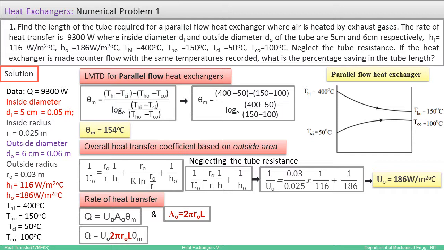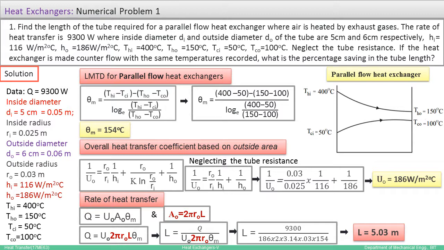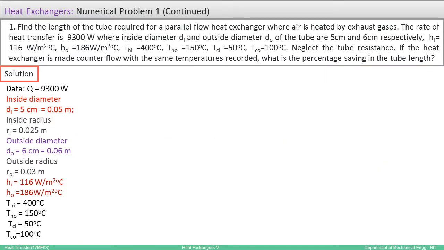So substituting that back in the equation for Q, the only unknown parameter in this equation is L, that is the length of the parallel flow heat exchanger. So substituting all those and expressing in terms of L only, we get the value of L for the parallel flow heat exchanger as 5.03 meter. Remember, this is for parallel flow heat exchanger. Now we'll try this problem for the counterflow heat exchanger.